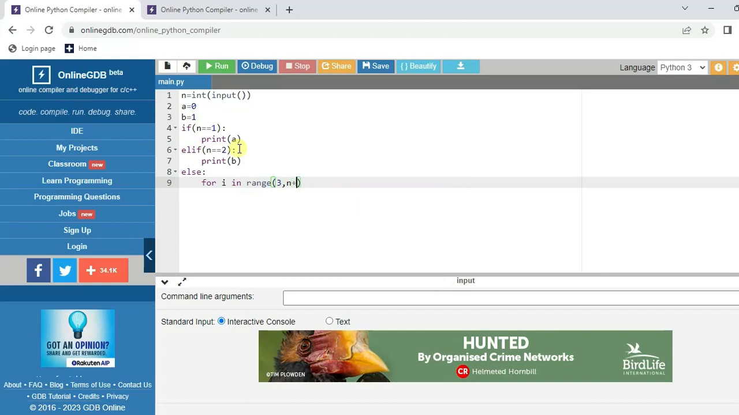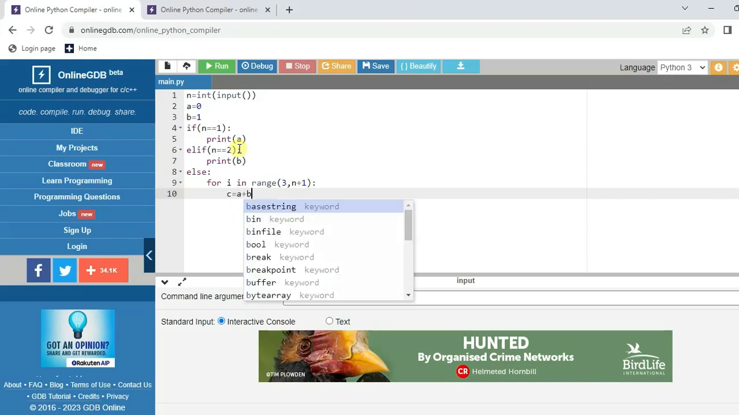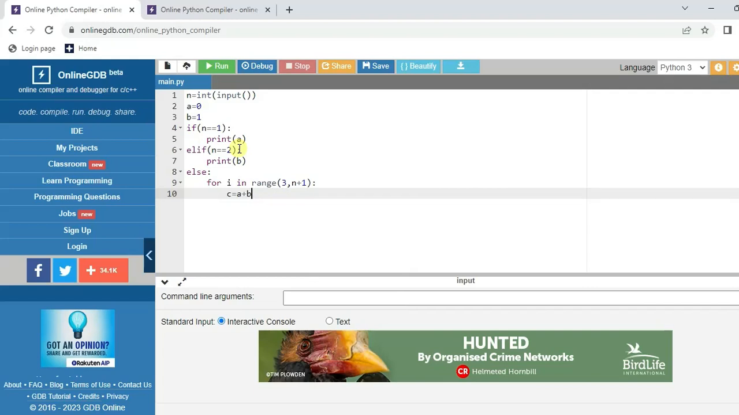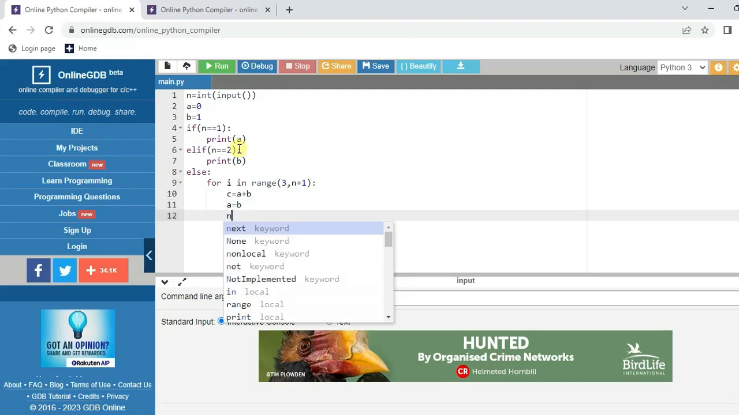That means we need to go from 3 to n plus 1. That means the last iteration will not be counted, so the iteration goes from 3 to n. Then we are adding it. Then A is stored in B, then B is stored in B.